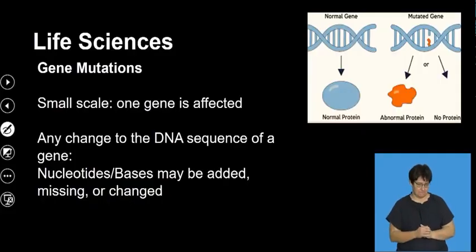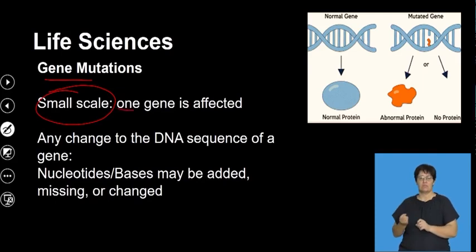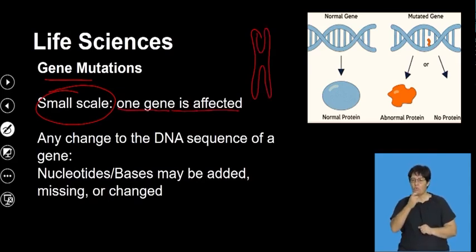So it's important that we recognize that gene mutations occur at a smaller scale when compared to a chromosomal mutation. This means that a gene mutation could affect one gene or a few genes. In comparison, when we looked at a chromosome, it meant that a chromosome has several genes on it, so the effect of that would be significantly more.